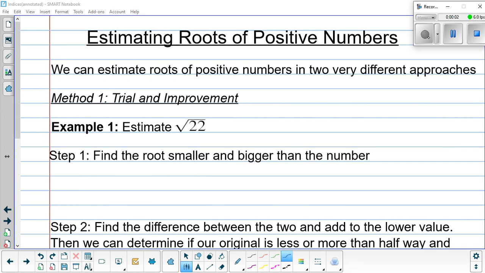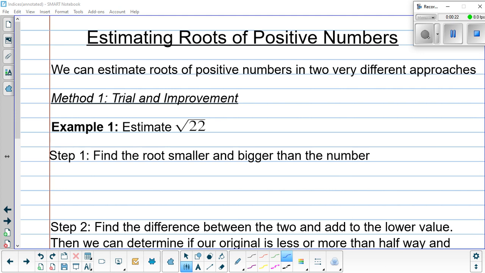Hi, it's Mr. Canada, and we're going to estimate roots of positive numbers. We're going to take two approaches. This first video will deal with trial and improvement, kind of a traditional method that most people do. And then the second method is a method I like because it's really accurate and quite easy, actually. So, first one, estimate the square root of 22.